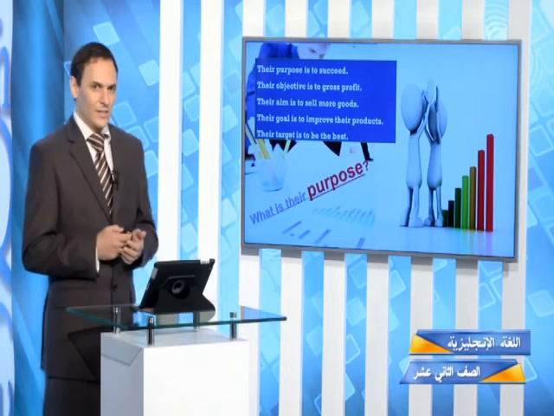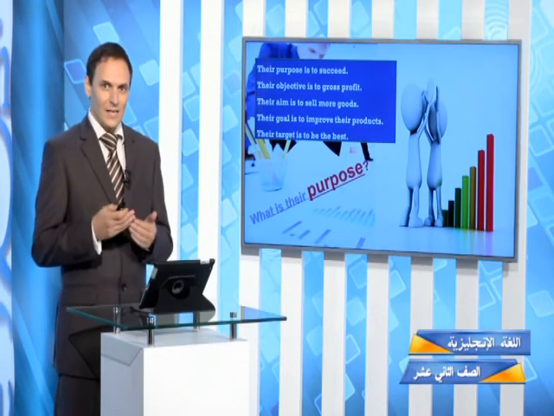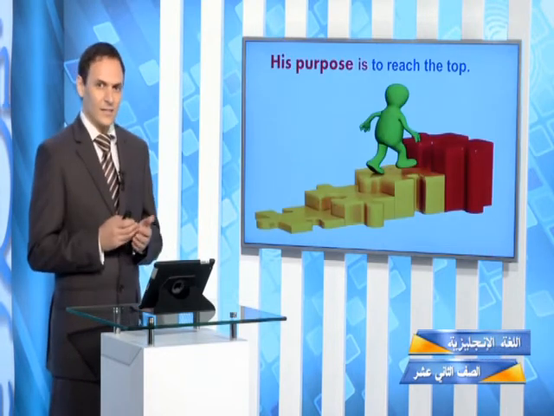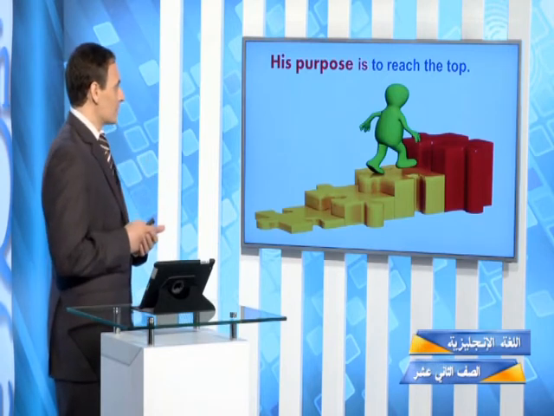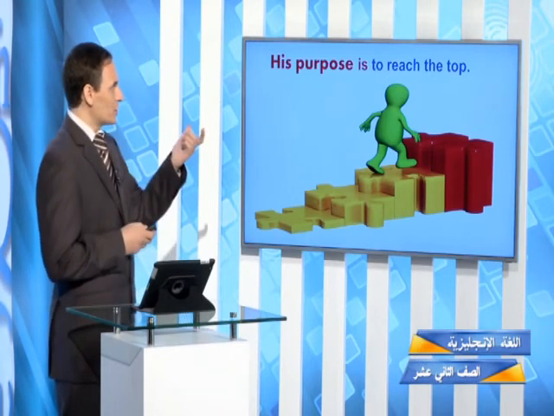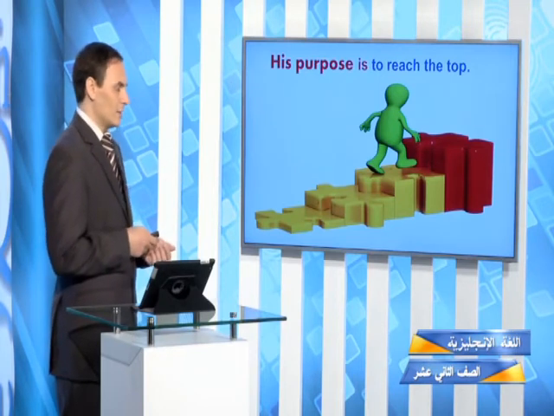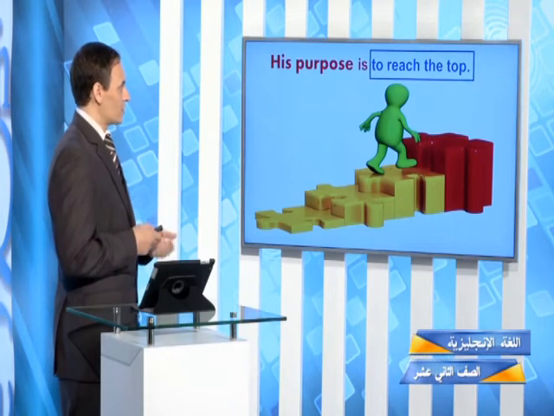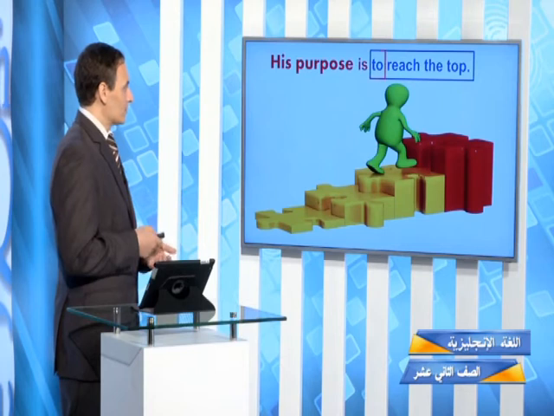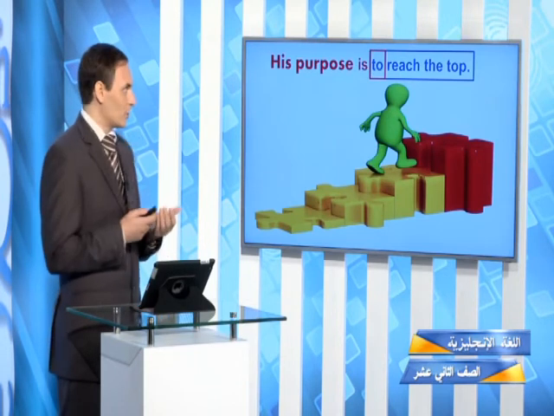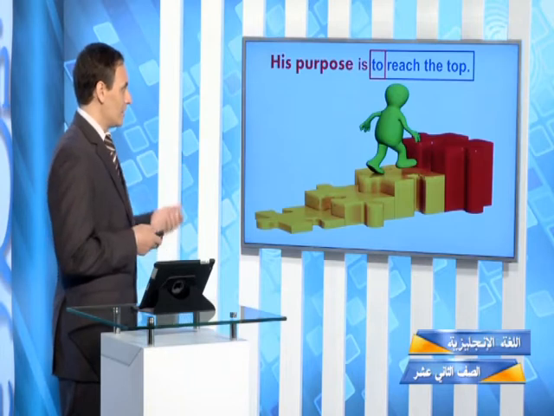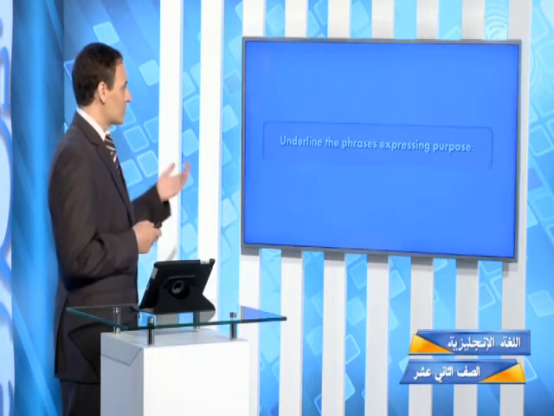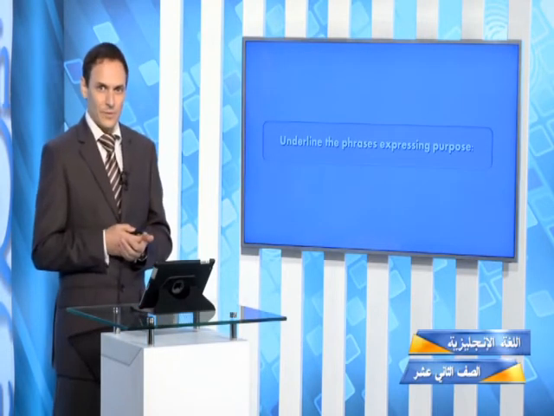Have you noticed that there is a certain pattern that repeats itself throughout all these sentences? Now let's take one sentence and study it closely. His purpose is to reach the top. Now, reaching the top is the part of the sentence in which the writer introduced the purpose. To introduce this purpose clause, we used the subordinator, we used this word, to. To reach the top is a subordinating clause in which we introduce the purpose. Now, try to underline the phrases expressing purpose.